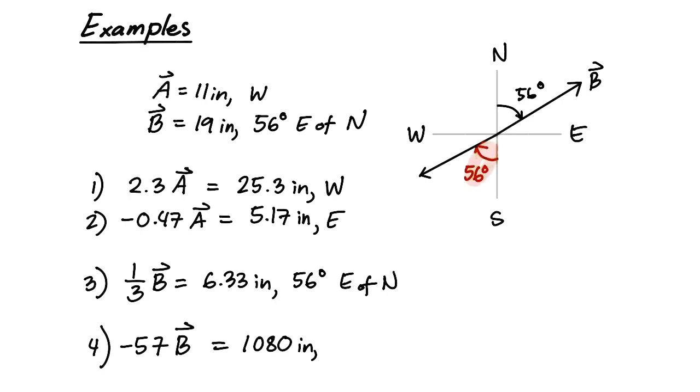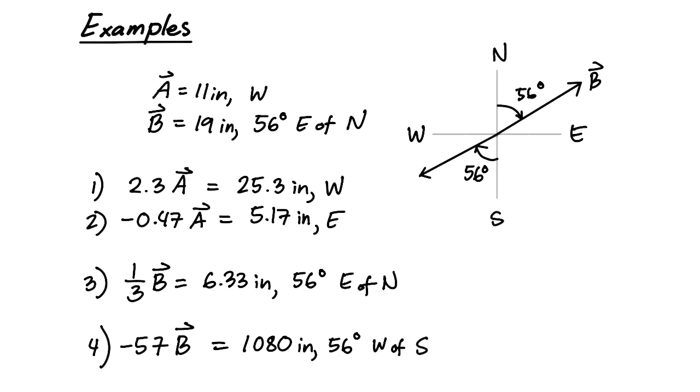So ano nang tawag sa direction na ito? So you started from south papuntang west. So this should be west of south. Same angle, 56 degrees west of south. So let's write that. 56 degrees west of south.